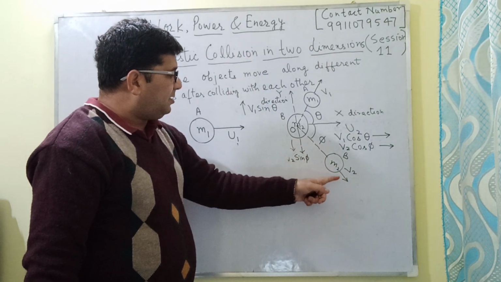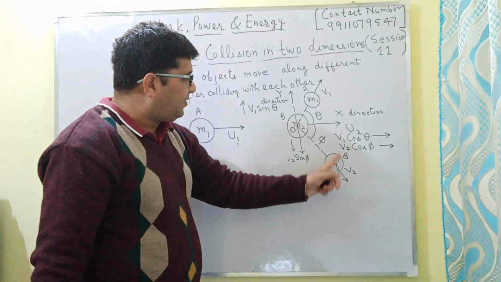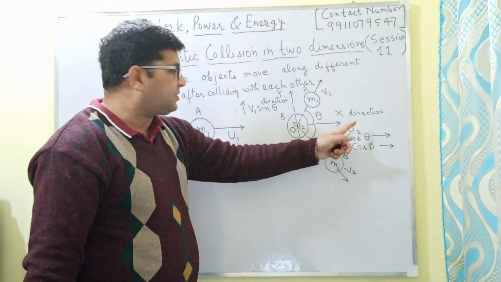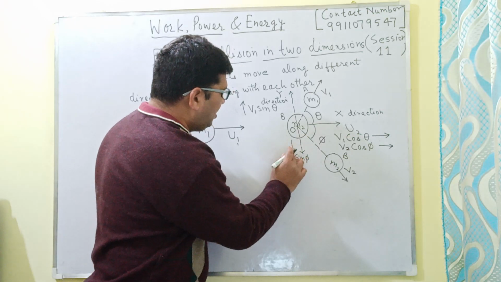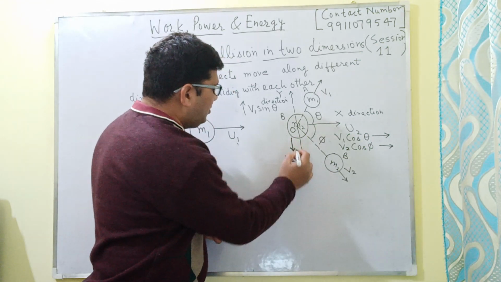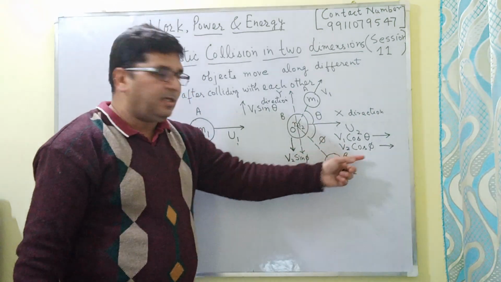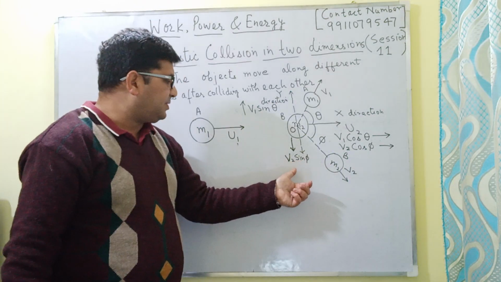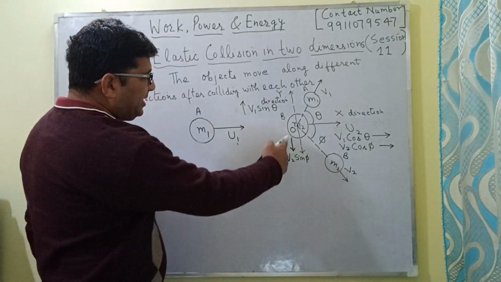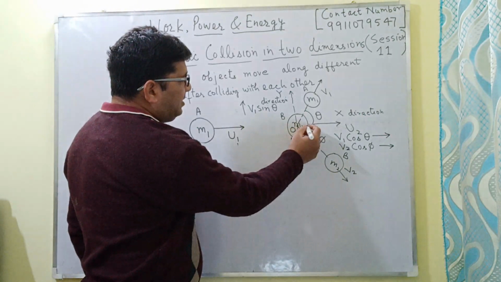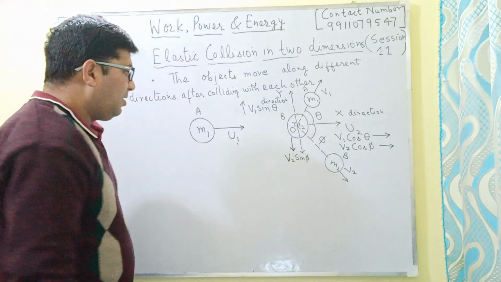Similarly, this v2 is the velocity of body B after the collision. I have resolved this velocity vector into two components, one along the x direction and one along the y direction. Along the x direction, its component is equal to v2 cos phi, and along the y direction, its component is equal to v2 sin phi. Now this component is pointing downward, as indicated by this arrow. This is the point of origin; this is the x-axis and this is the y-axis.